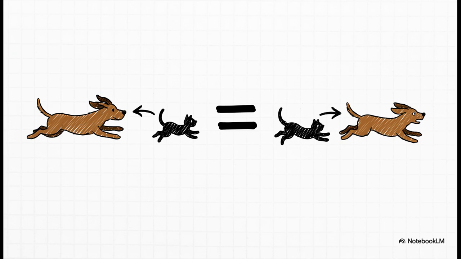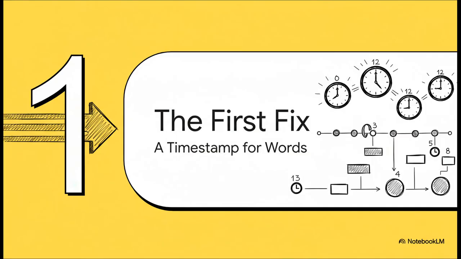And this example just nails the problem perfectly. To a raw transformer, the dog chased the cat and the cat chased the dog. They're exactly the same, just a jumble of identical words. All the nuance, who's doing what to whom, it just gets completely lost. Yeah, so they had to fix this, and fast. So, how did they do it?